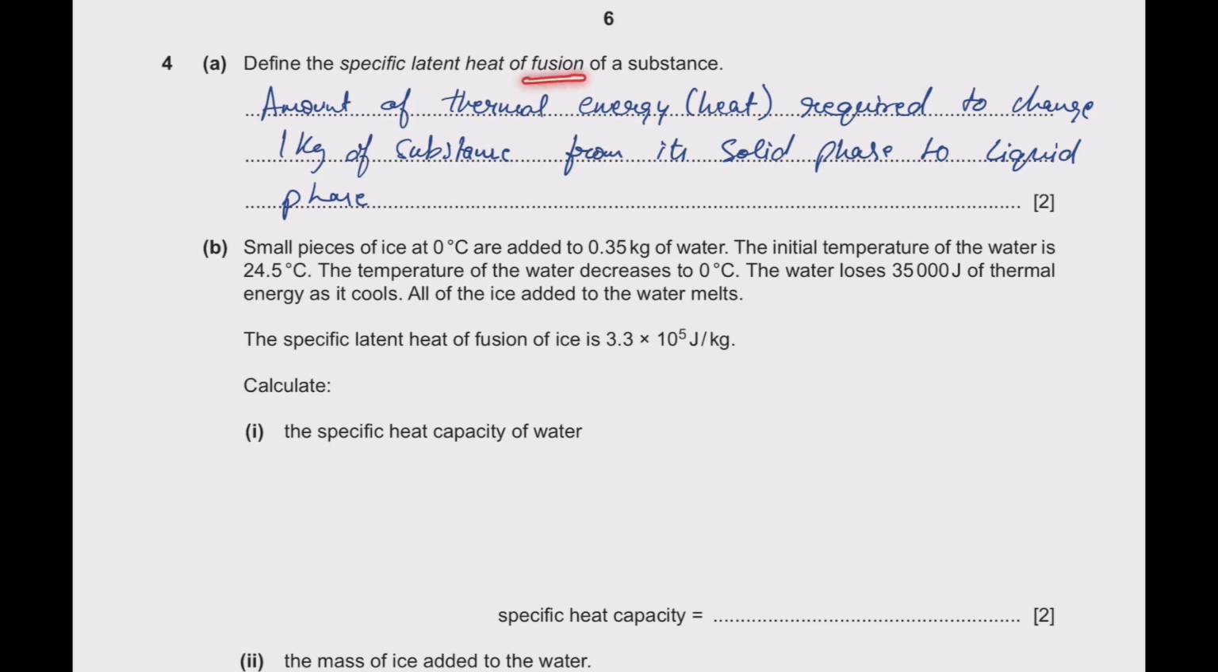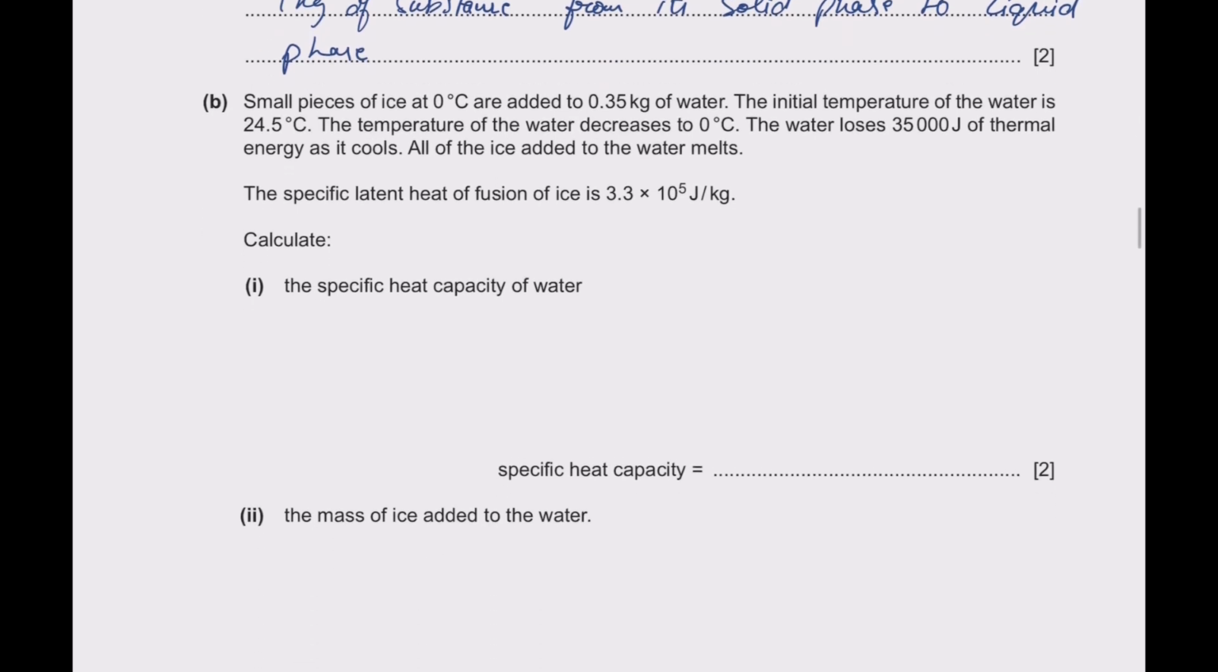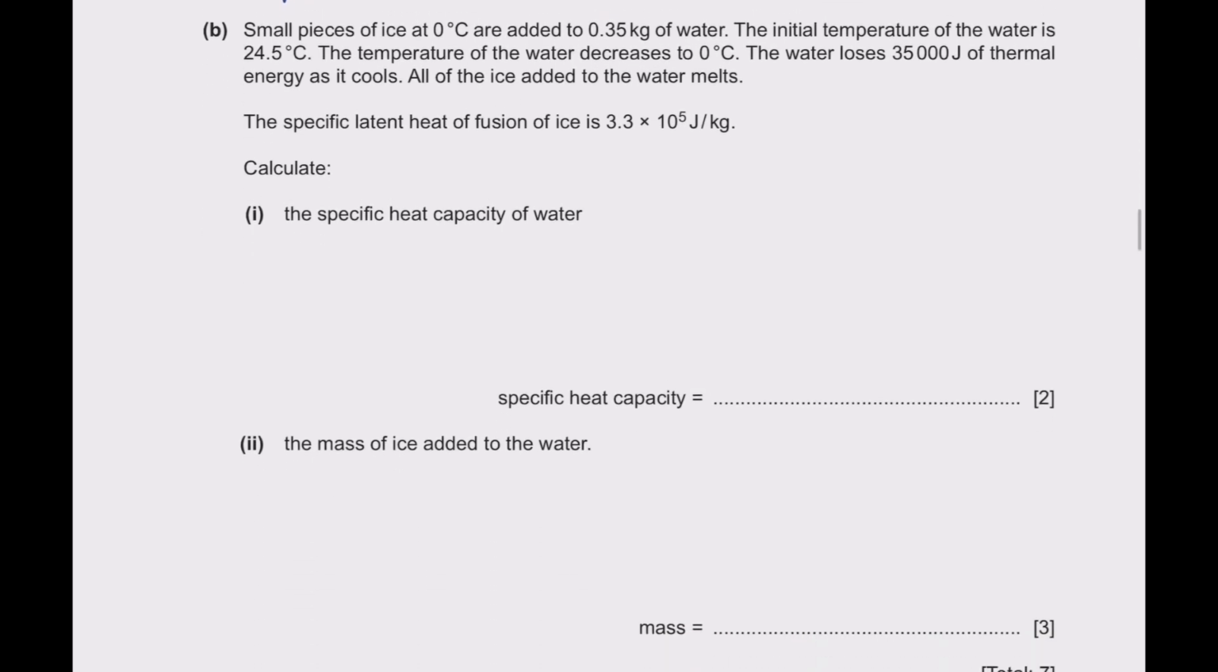The fusion word denotes that it is converting from solid to liquid, and if it is vaporization, then we can say it is asking for liquid to gas or the steam phase. So that is the definition. It is easy, you can remember it. Okay, now the B part.